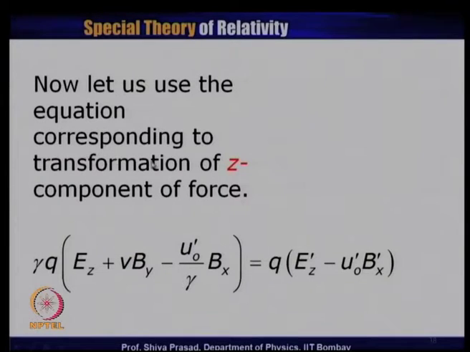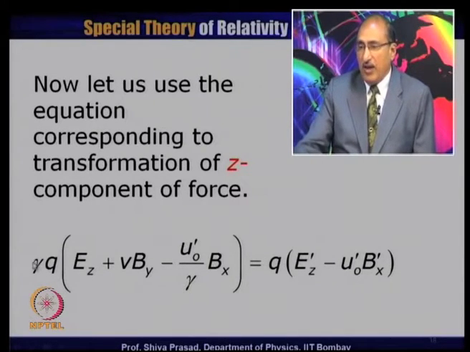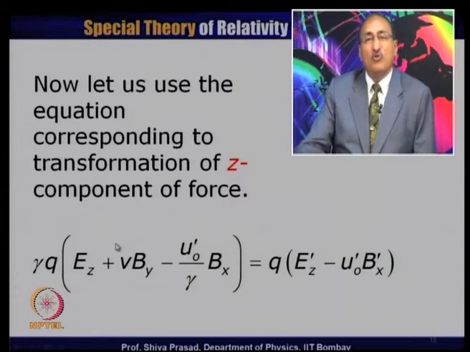So, let us use the equation corresponding to the Z component of the force. This gamma I have multiplied on both the sides. So, I get gamma times Q Ez plus V By minus U naught prime by gamma Bx. This quantity was equal to Fz, and this was Fz prime, which was actually divided by gamma. Gamma I have taken on this side. So, this becomes Q Ez prime minus U naught prime Bx prime.